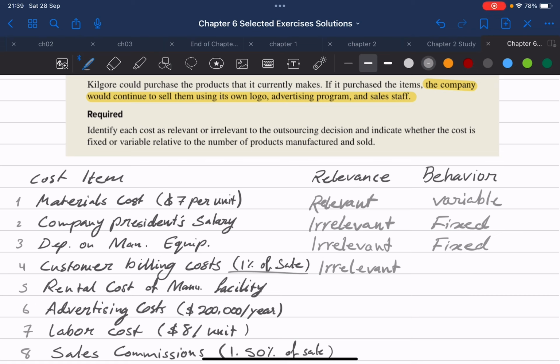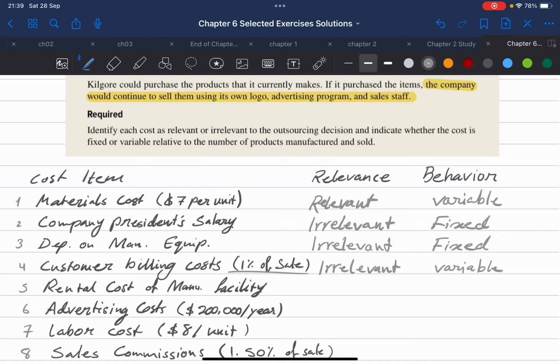Now, of course, is it fixed or variable? Because it's 1% of each sale, that makes it a variable cost. The more they sell, the more they're going to incur this cost. So say variable cost.